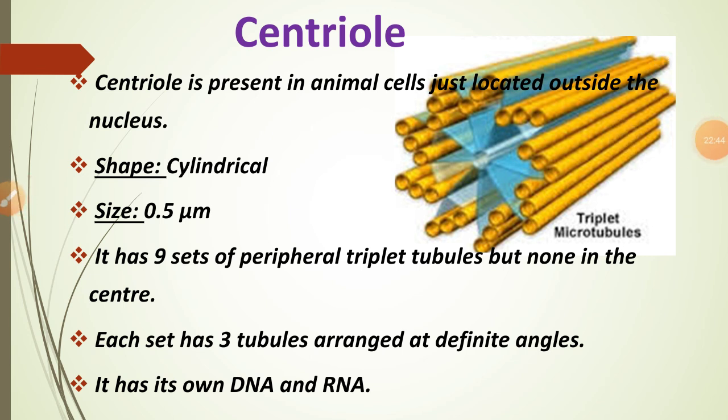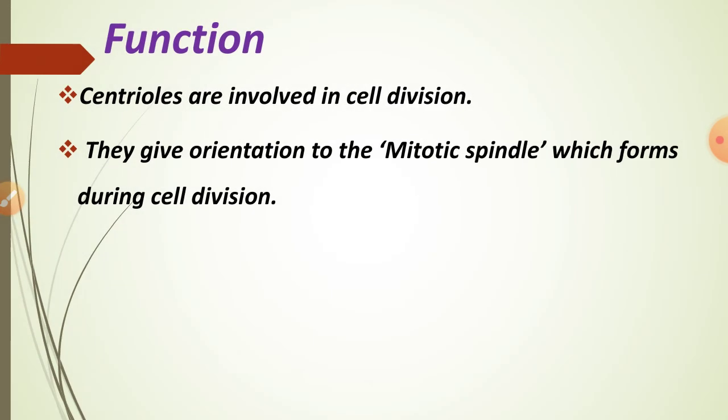So tubules is nothing but a tube-like structure. Next, cilia and flagella. Oh, function of centrioles. So centrioles are involved in cell division and they give orientation to the mitotic spindle which forms during cell division. So it is involved in cell division, in the process of mitosis and also meiosis.